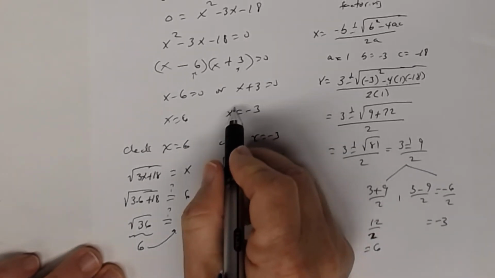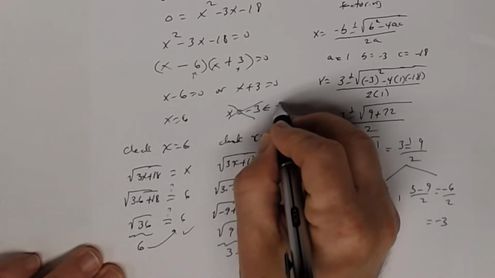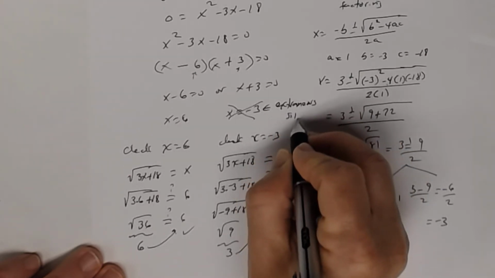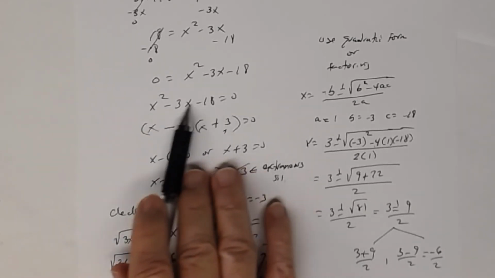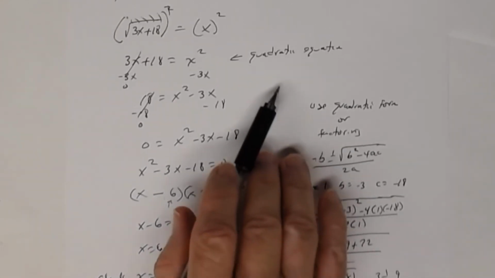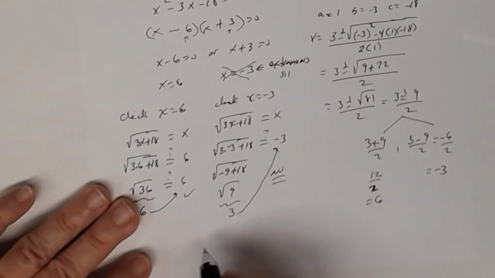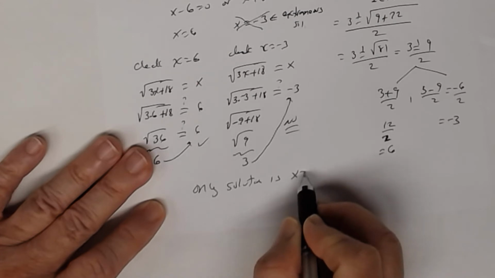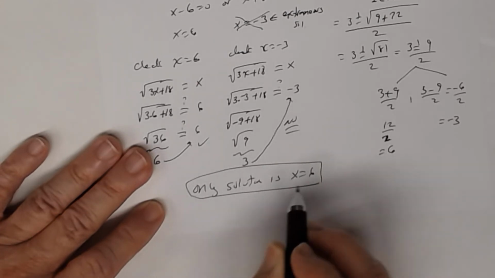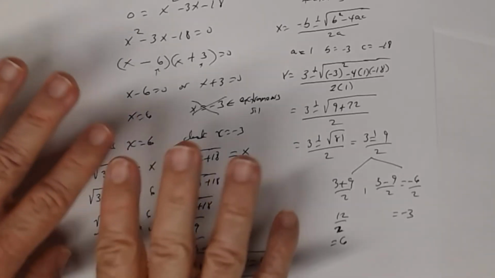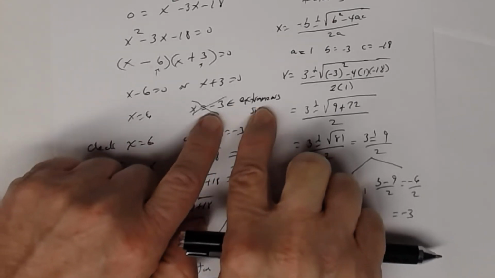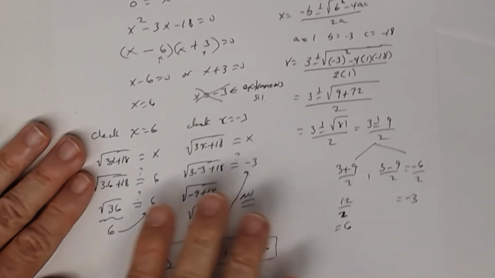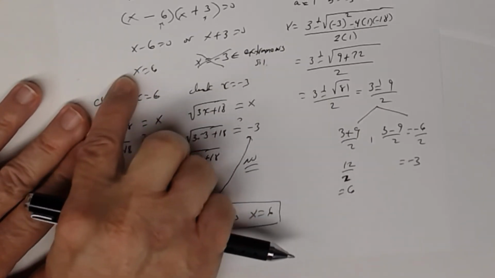So that means that this right here is extraneous. That's a false solution. So x equals negative 3 is a solution to this quadratic equation, but it's not a solution to the original. So the only solution then is x equals 6. All right? Make sure you understand that when you do some of these, you may end up with something being extraneous. Extraneous solution means that that's not a solution. So the only solution is x equals 6.